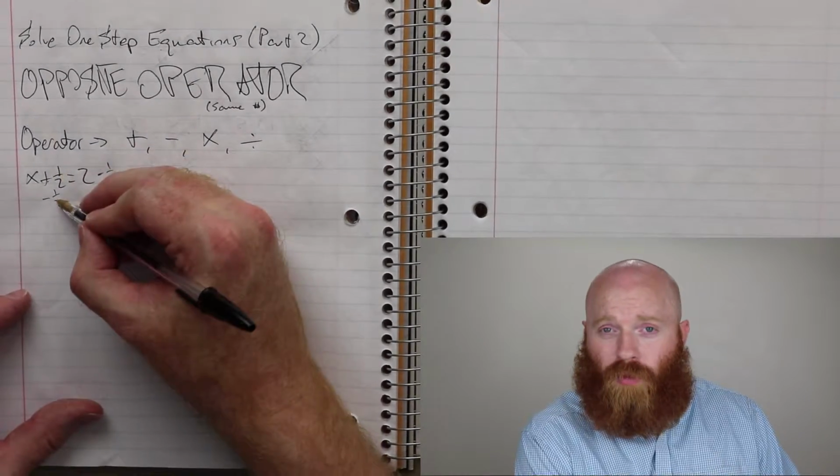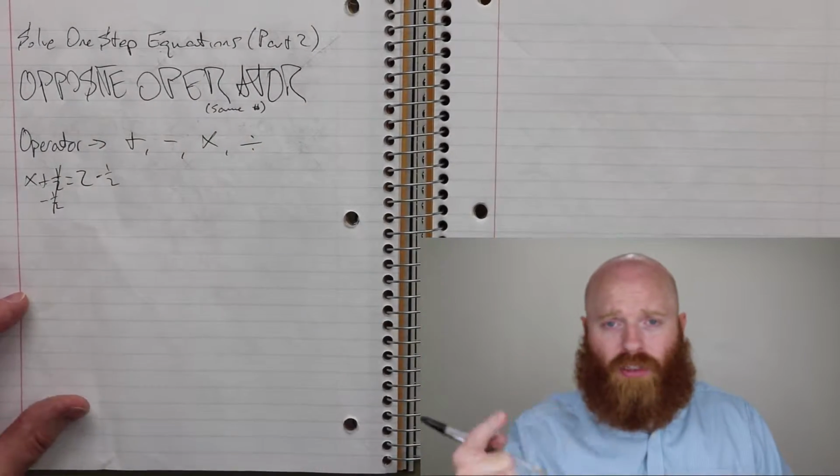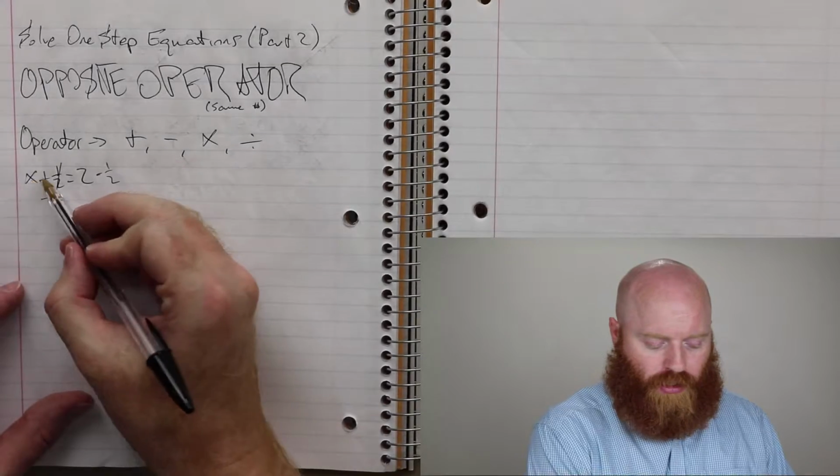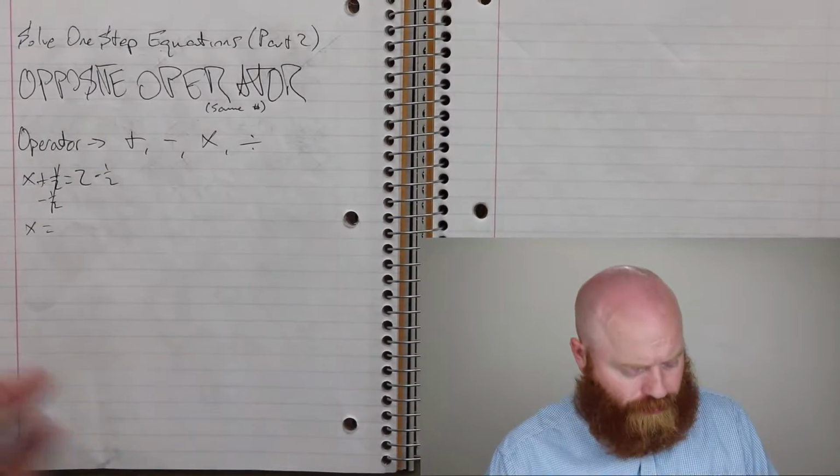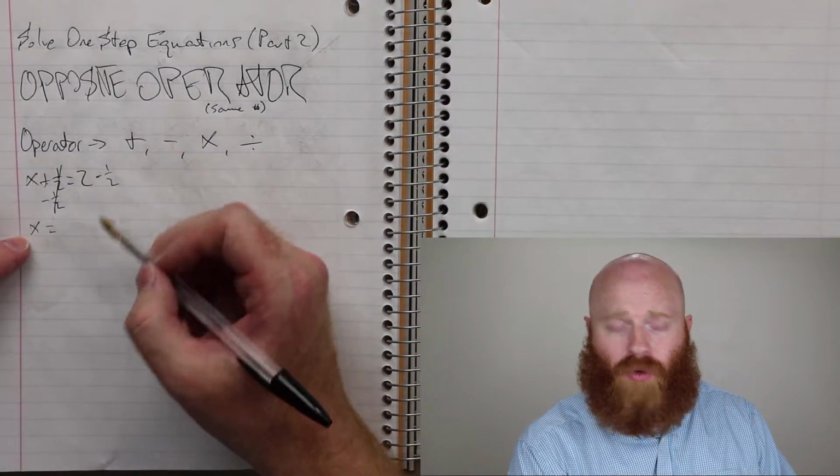Okay, so plus 1/2 minus 1/2 is 0. Anytime you add and subtract the same number, that equals 0. X plus 0 equals X. Any number plus 0 is itself. So that's X. This cancels, that's why we did it.